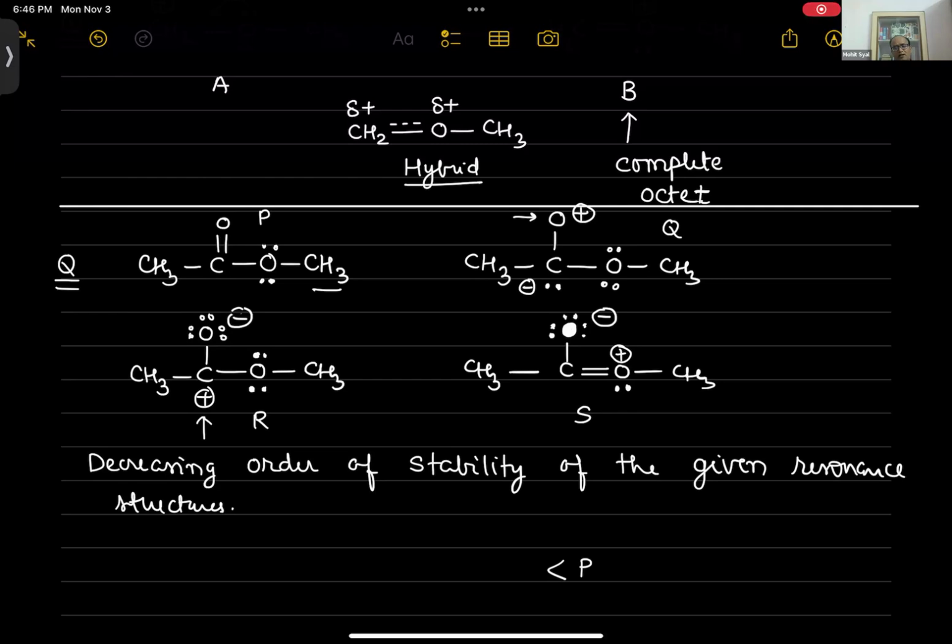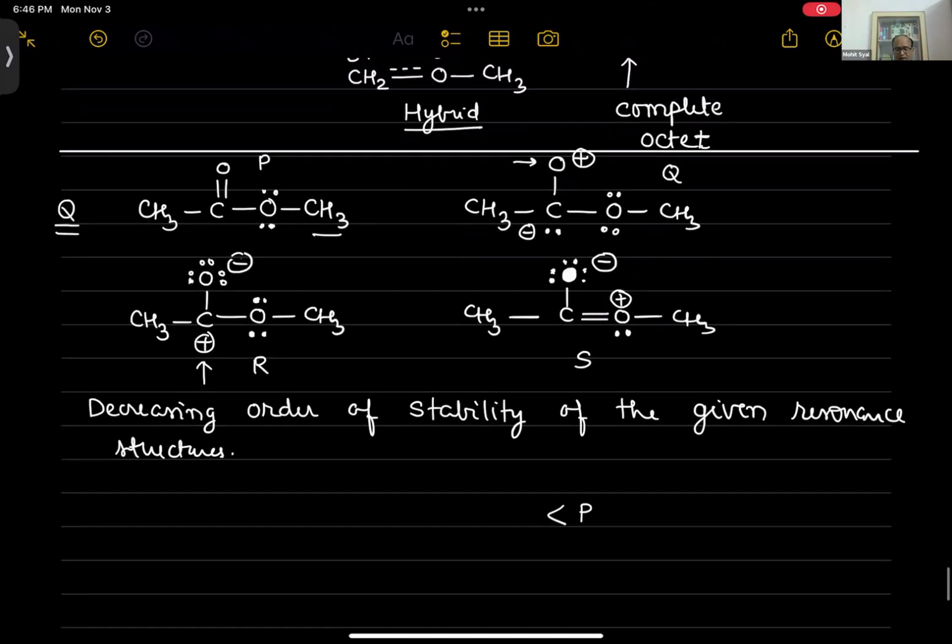Now you need to look for the charge. Both have positive and negative charges. P and S both have complete octet, and these are stable. Q is more stable or less stable? Less. Why less?